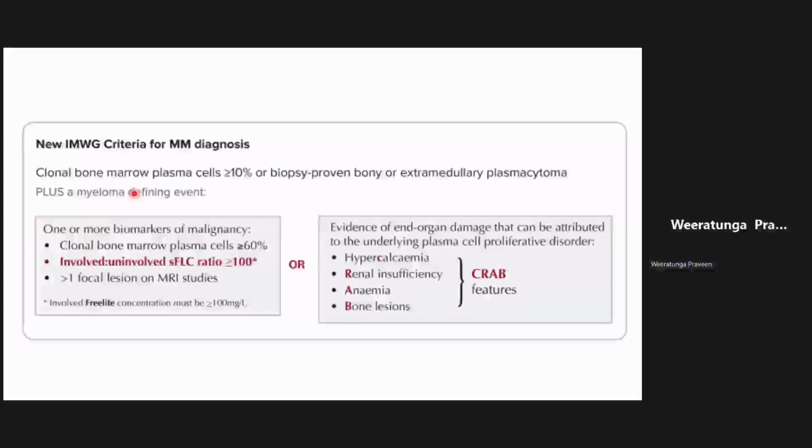CLL presentation is a bit unusual. They commonly present with lymphadenopathy. Right? Again, CLL is a very stable type of malignancy. It's not very aggressive. So they can just present with just lymphadenopathy and white count showing a lot of lymphocytes.